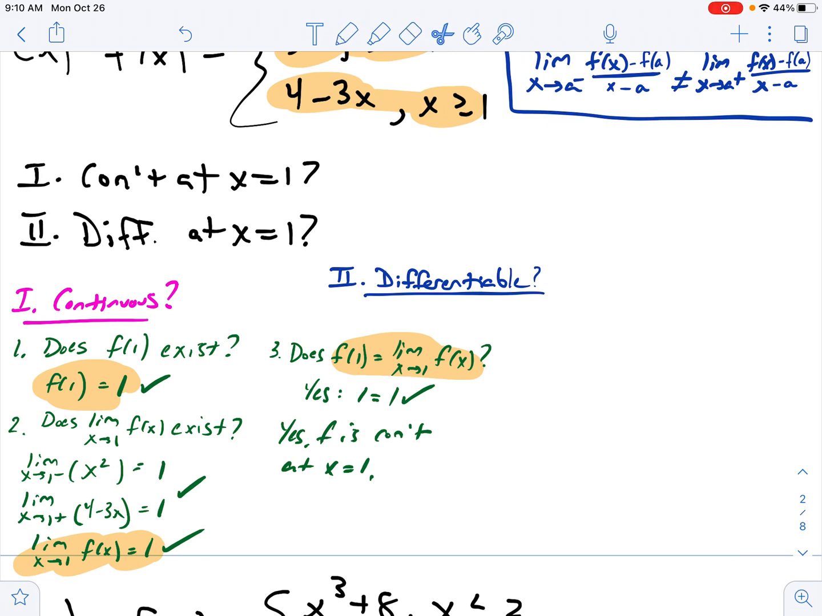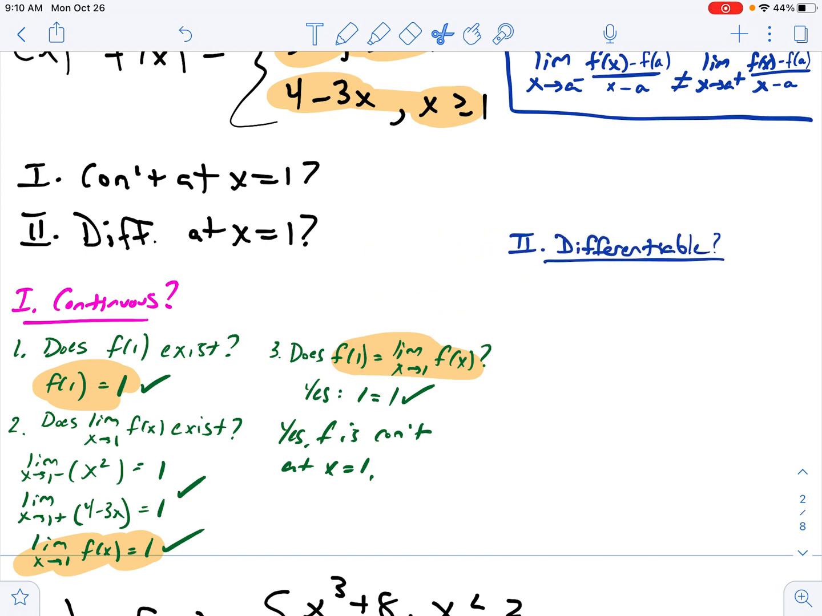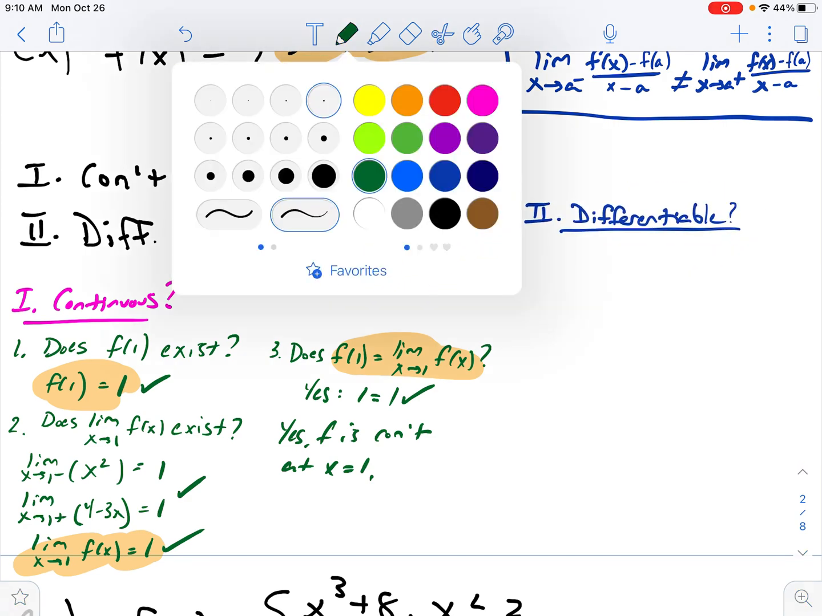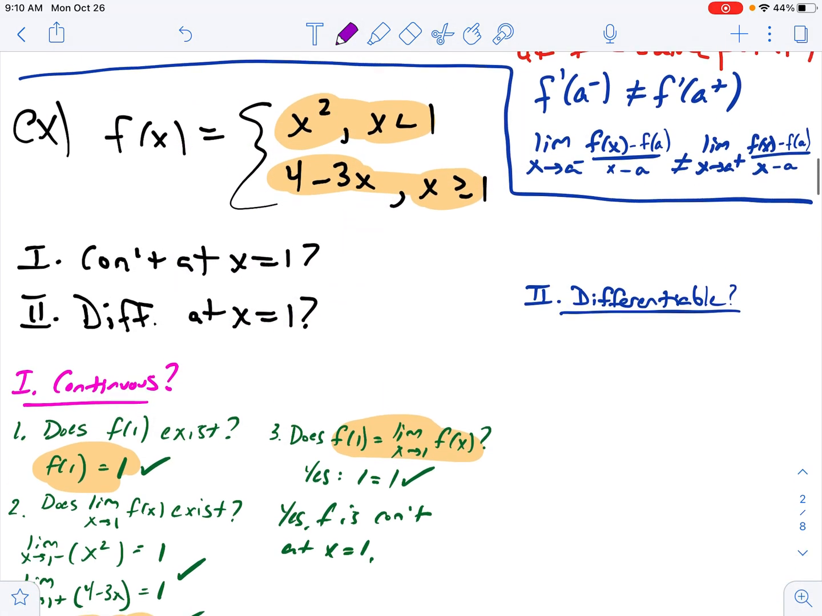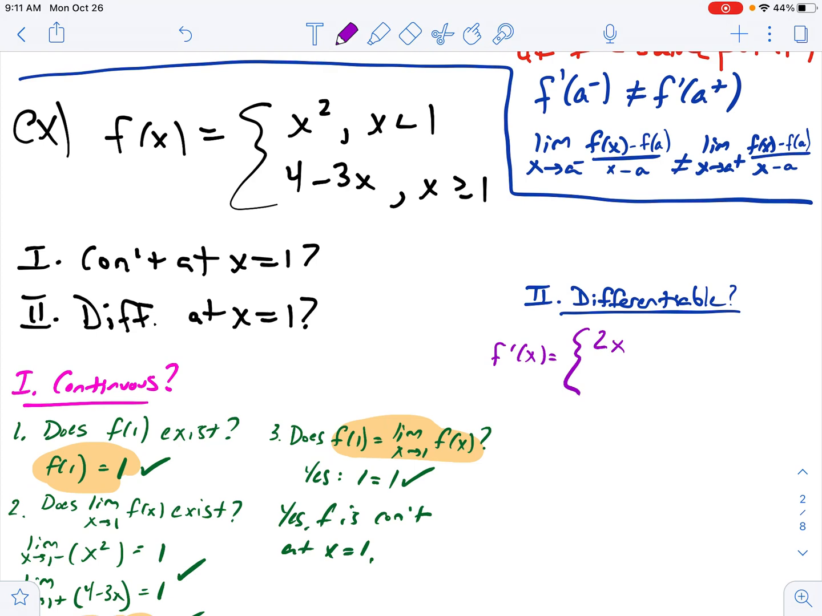Now we want to test for differentiability, okay? So we verified the function's continuous there, so maybe it's going to be differentiable. But now we need to actually take a look and see. So how do we do that? Well, we take the derivative of the top and bottom pieces, okay? So if f of x is that piecewise we see up there, f prime of x is going to be, all right, well, what's the derivative of the top piece? Derivative of x squared is just 2x, and that's going to be for x values less than 1.